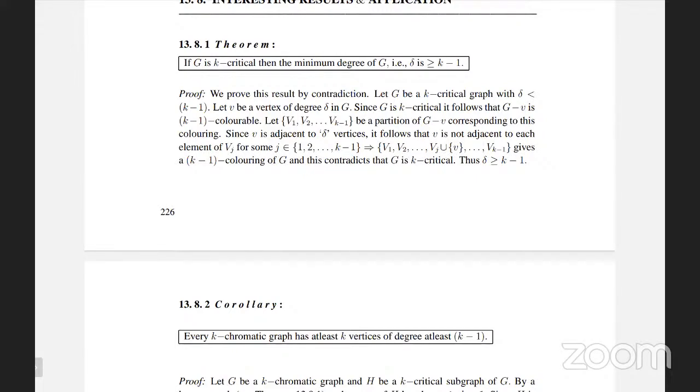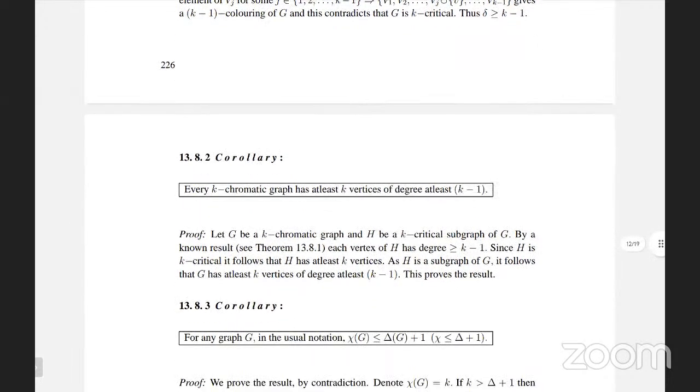V is adjacent to delta vertices. It follows that v is not adjacent to any element of Vj for some j from 1 to k minus 1. Taking V1, V2, V3 and so on, the union of Vj with v gives us a k minus 1 coloring of G. This is a contradiction with G being k-critical. So delta is greater than or equal to k minus 1.